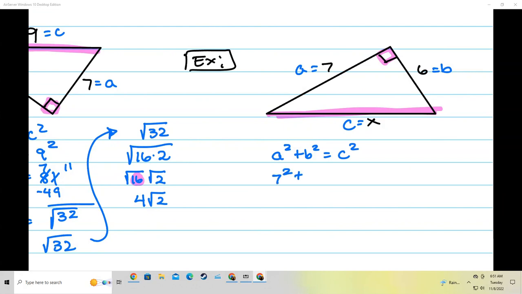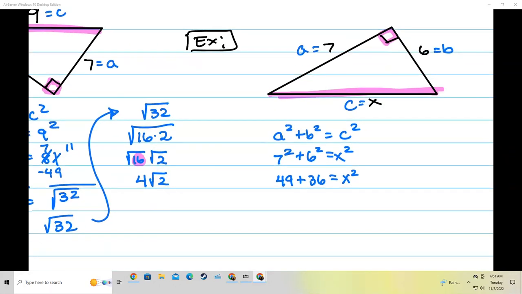7 squared plus 6 squared equals X squared. 7 squared is 49 plus 36 equals X squared. 49 plus 36, I believe that's 85, is equal to X squared. So X must be equal to the square root of 85.